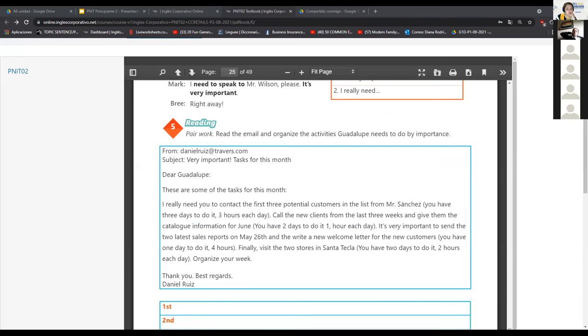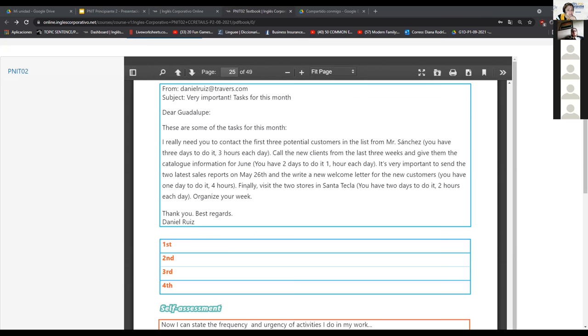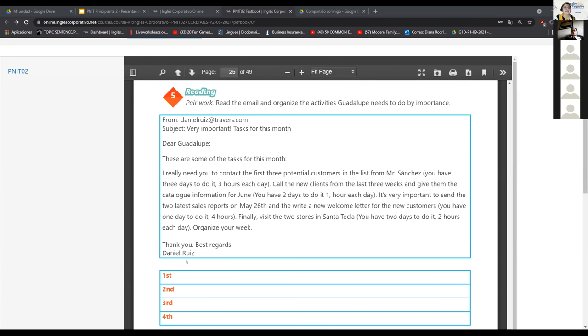She says here now the following part, pair work. Read the email and organize the activities Guadalupe needs to do by importance. So we have here some activities she needs to do, and there are 1, 2, 3, 4. So first, second, third, and fourth, the activities according to the importance. So you have to read this, and then organize the activities according to the importance or the urgency they need to be done by.